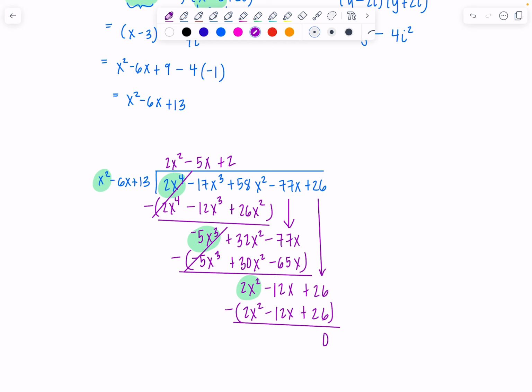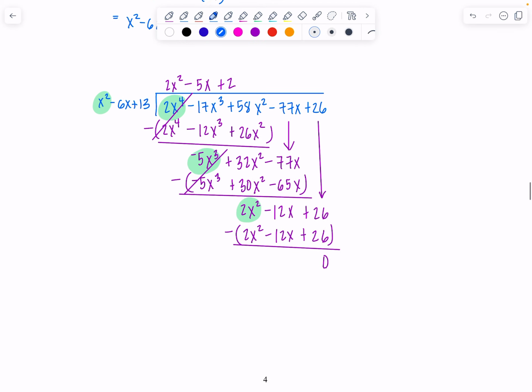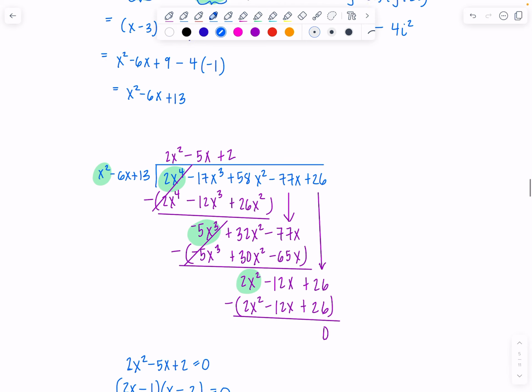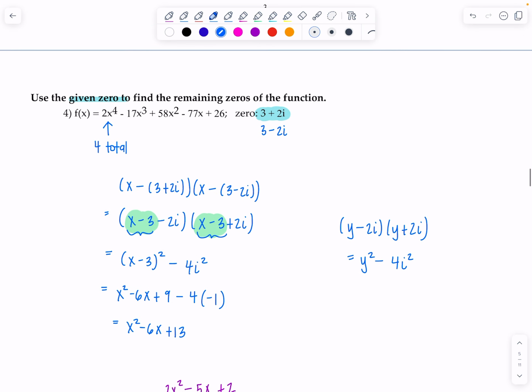Now, my remaining two zeros are sitting right in here. So I just need to solve 2x squared minus 5x plus 2 equals 0. And it factors 2x, x. 2 is going to be 2 times 1. They should both be negative since the middle term's negative. And then you get x equals 1/2 or x equals 2. So let's go back, answer the question.